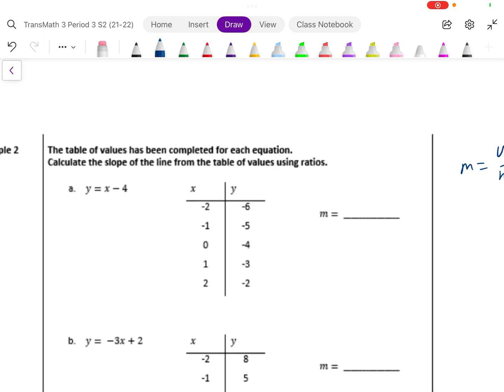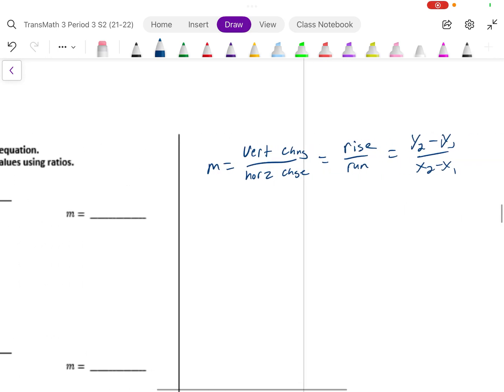Here it says the table of values has been completed for each equation. Calculate the slope of the line from the table of values using ratios. Building off that, vertical change is the change in y over the change in x.